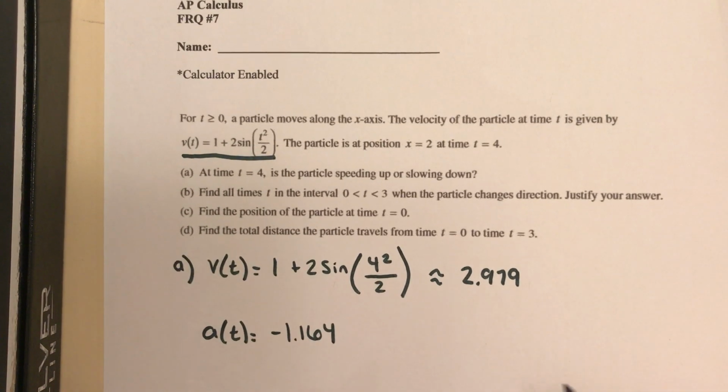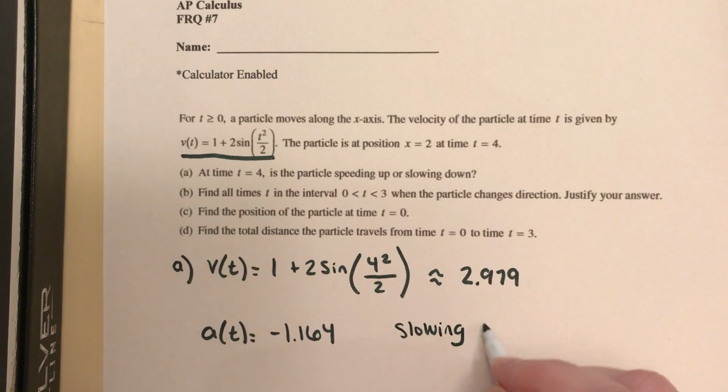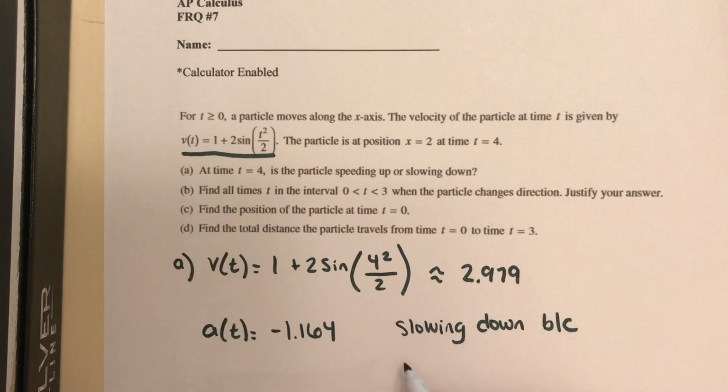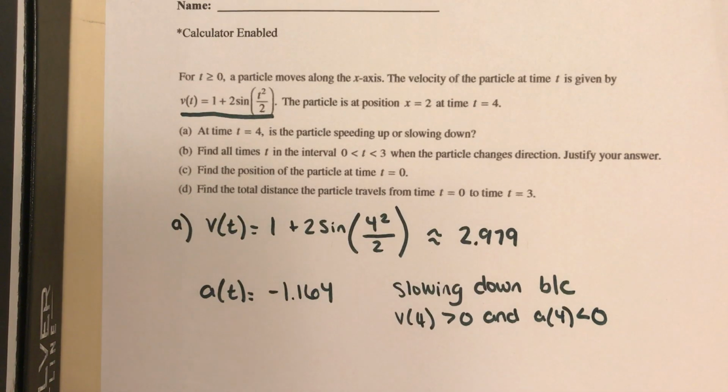But we have to use calculus to explain it, so we would say slowing down because velocity and acceleration are opposite signs, or you could say the velocity is positive and the acceleration is negative. I'm going to say because the velocity at 4 is positive and the acceleration at 4 is negative. And you could write that out using words. You don't have to use symbols.